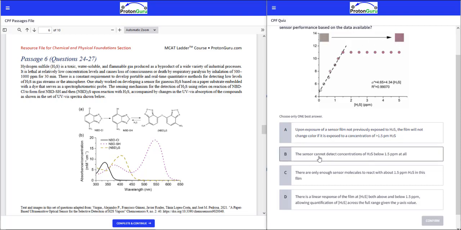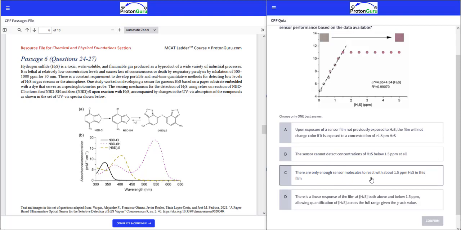So that's not right. This says the sensor cannot detect concentrations of H2S below 1.5 ppm at all. So here's 1.5. It's red. Below 1.5, it can go from gray to somewhat red, eventually you reach the maximum amount of redness that you can get, or purpleness that you can get. So certainly we can detect below 1.5. In fact, it's very predictable how much the color will change. It's a linear relationship. So choice B is also not correct.